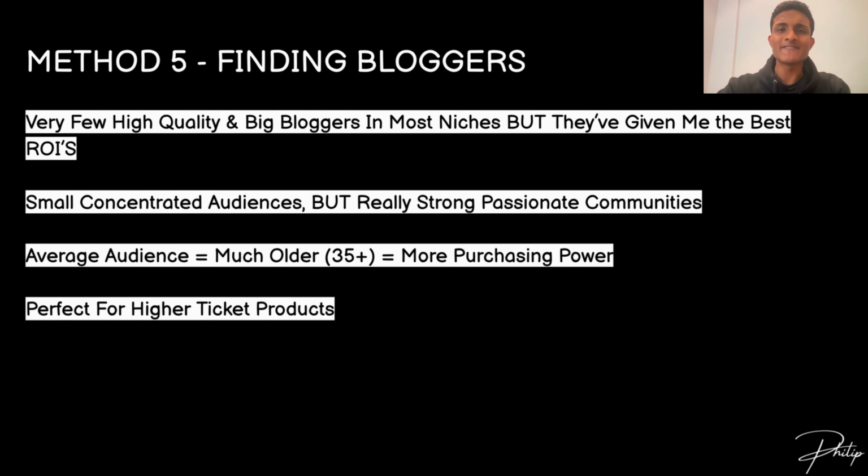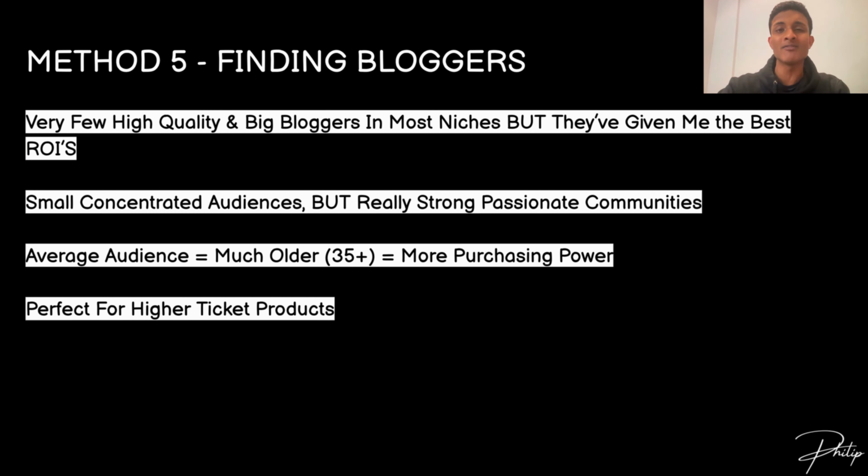And method number 5 is finding bloggers. Now this is something that's more difficult to do, especially because there aren't many bloggers in every single niche out there. But in the niches that there are bloggers, they usually won't be too big, but they do have really strong and engaged followings. And our best promotions have actually come from bloggers in terms of ROI. So you might find a really small person with only 50,000 followers on Instagram, but their audience has just a strong affinity with them that your promotions will do great.